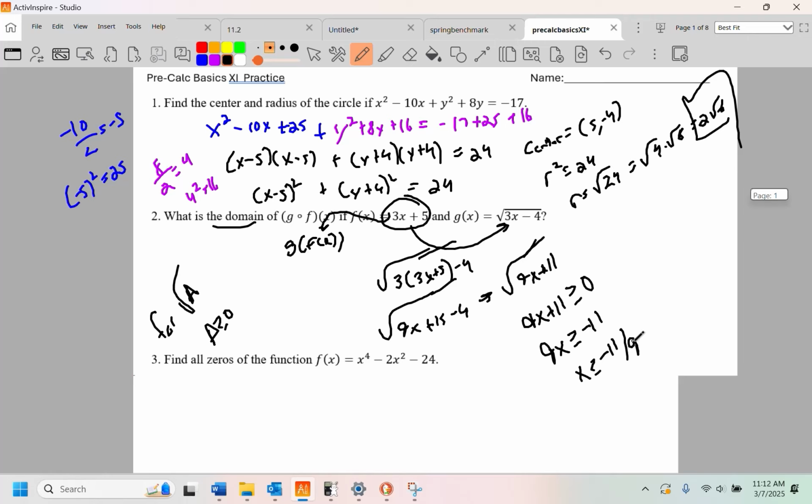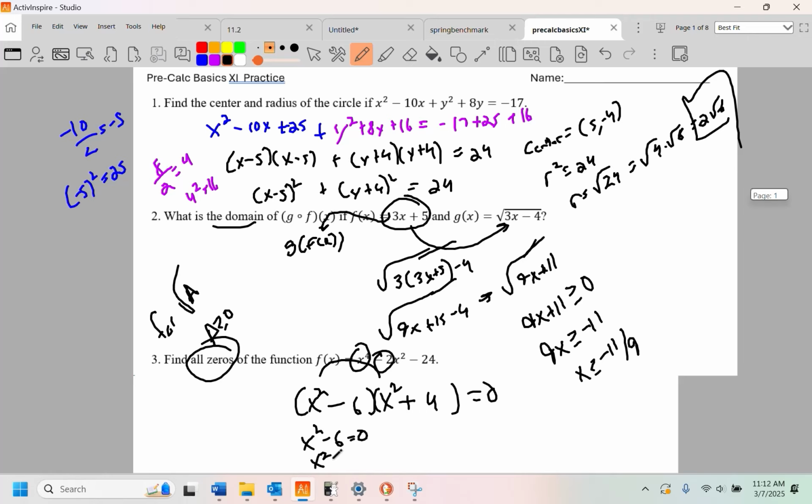Easy peasy lemon squeezy. Number 3 is a factoring problem. It takes an x squared and an x squared to create x to the 4th. Factors of 24 are probably going to be 6 and 4. Notice I have to add to a negative 2, so minus 6 plus 4. Now, I want all the zeros. I set that bad boy equal to 0. X squared minus 6 is a 0. X squared is 6. X is plus or minus root 6.